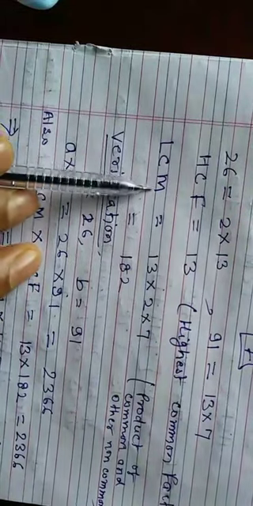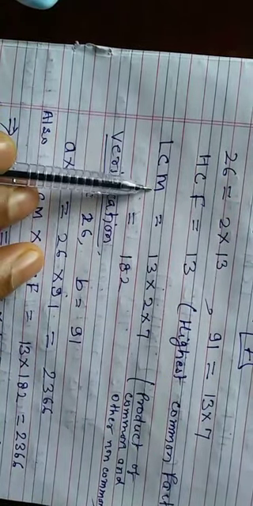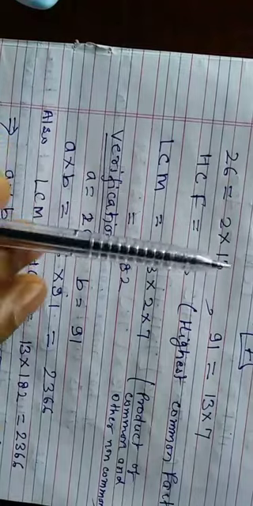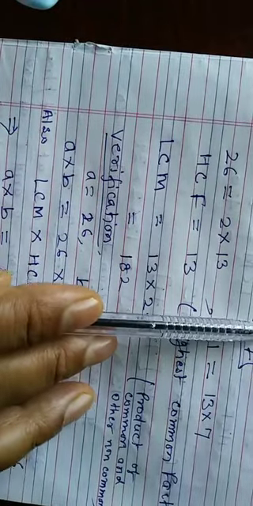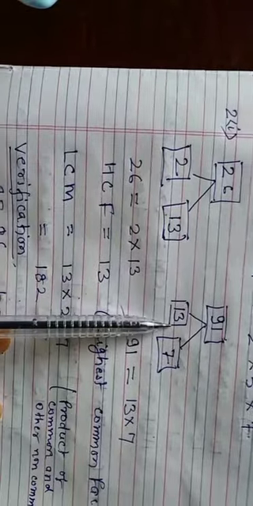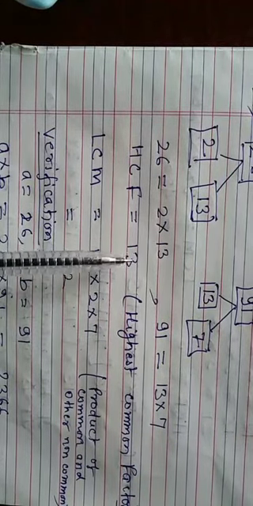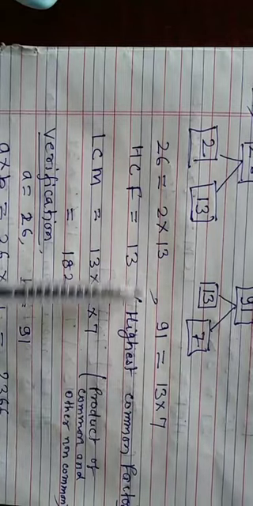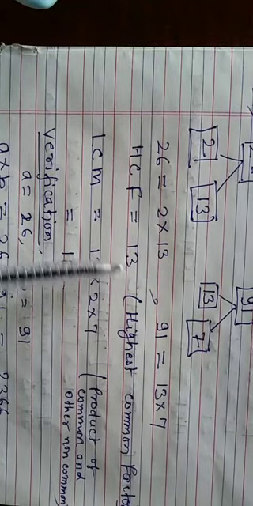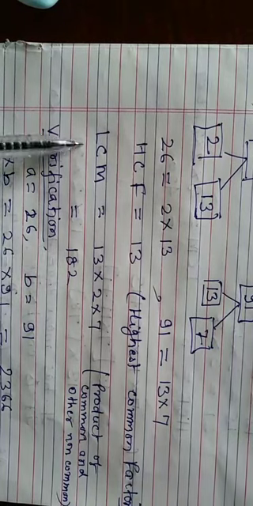What is the meaning of LCM? LCM is the least common multiple, meaning the multiple of 26 and 91. So how will we find it? For the LCM of the numbers, first take the highest common factor. So 13 is here, so write down 13, and then all the non-common factors. 2 is not common, 7 is not common. So you also take these two and multiply all, and you will get the LCM.